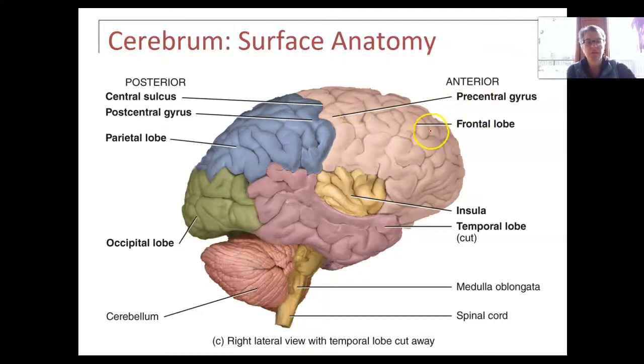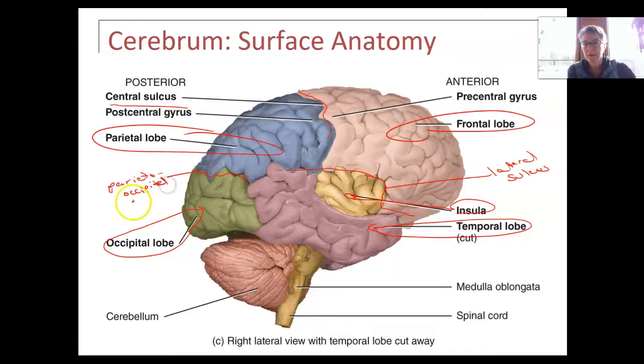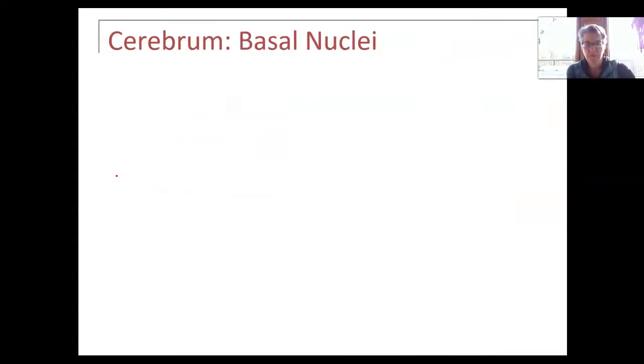All right, so here we have our frontal lobe, our parietal lobe, our occipital lobe, our temporal lobe, and then deep to it is the insula. We have the central sulcus. We have that parieto-occipital sulcus. We have the lateral sulcus. Why aren't those all on here? I don't know. You think they would be. I'm like, let's just label it all. Why not? Okay, what else do we have?